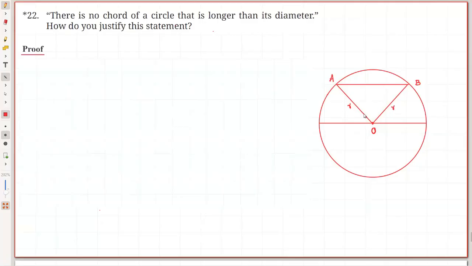R plus R is 2R, and 2R is nothing but the diameter. Two times the radius is the diameter. So the diameter is greater than the chord AB. So here is the proof.